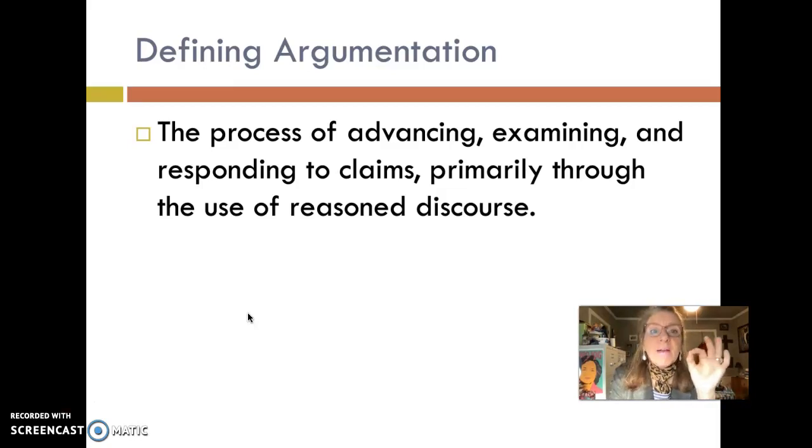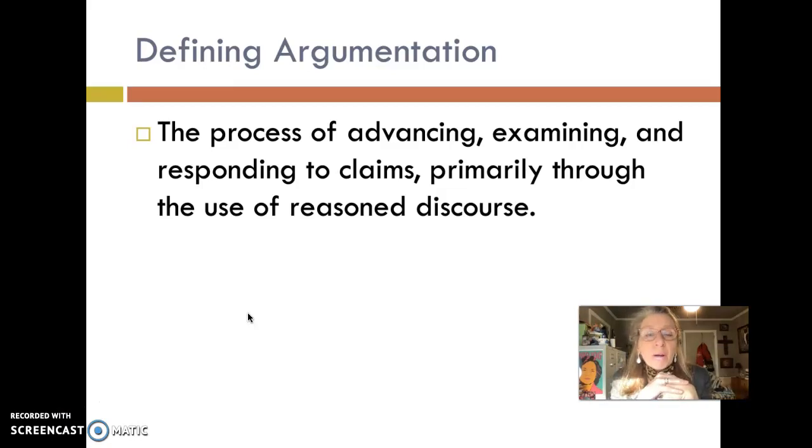Argumentation is about advancing, so moving something forward and to get a deeper understanding. Examining means we're looking at something, we're pulling it apart, we're trying to see all the pieces to it. And responding to claims, so that's something that someone else has made, a claim, primarily through the use, so you're putting that first, primarily, and mostly through the use of reasoned discourse.